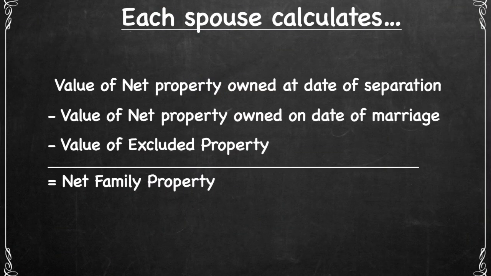But assuming we're not going to get that complicated, that's in a nutshell how you do the calculations for the equalization of net family properties. It's the net value of property on date of separation, which is assets less debts. Then you get to deduct out the value of what you had on a net basis going into the marriage. And then is there anything you can take out of the value of assets on the date of separation that is excluded, because you don't have to share that with the other party.